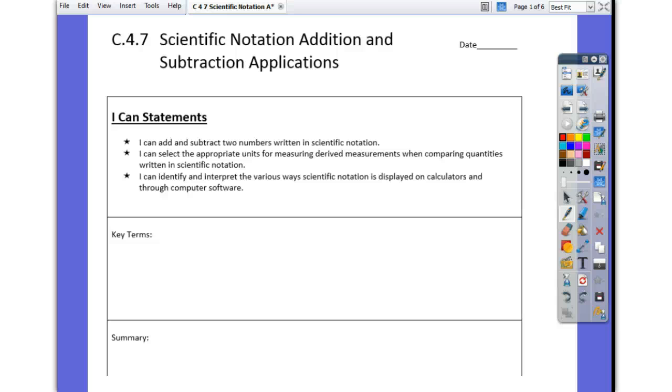This is 4.7, the last lesson in Unit 4. We're going to take what we learned last week on adding and subtracting scientific notation and apply it to real-world problems.